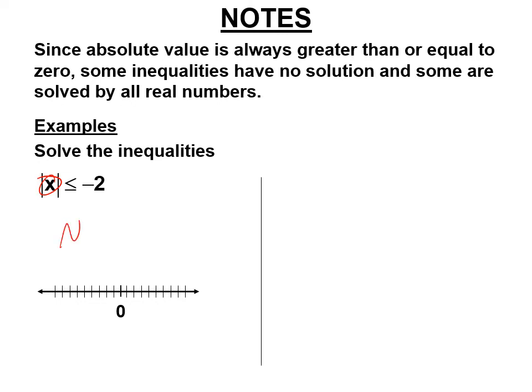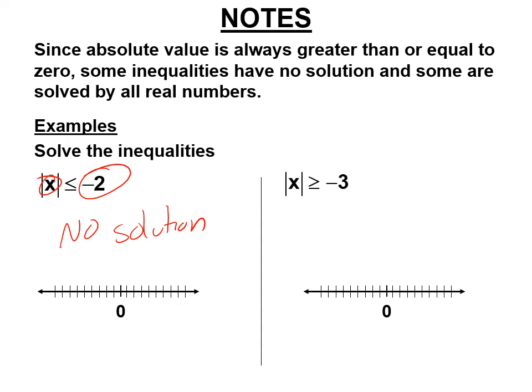This has no solution. So if there's a negative number there, once you have isolated the absolute value all by itself, like that, then there's no solution, okay? But isolate the absolute value first.